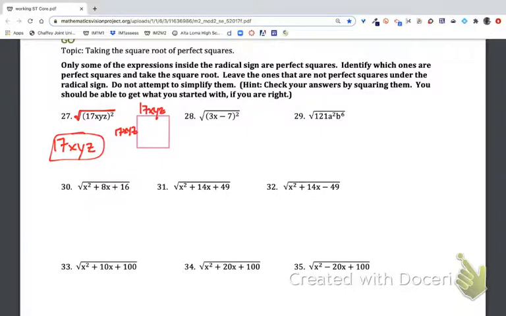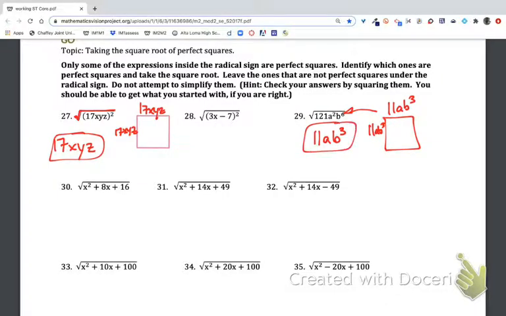Number 29, think about what you can take out. Well, the square root of 121 is 11. The square root of a squared is a. The square root of b to the 6th is b to the 3rd. And just to confirm that, if I have a square that is 11ab to the 3rd and 11ab to the 3rd, if I multiply those together, I would end up getting 121a squared b to the 6th power.